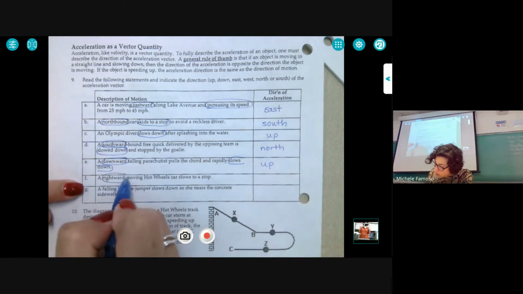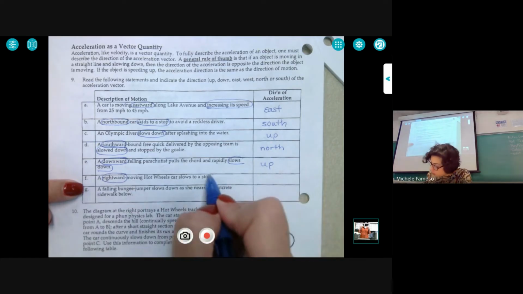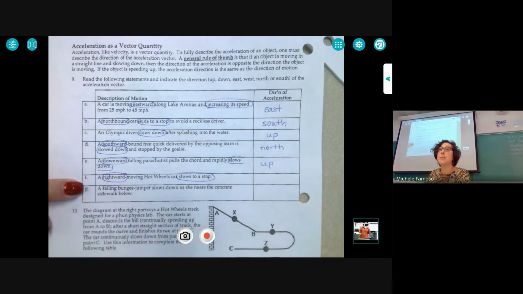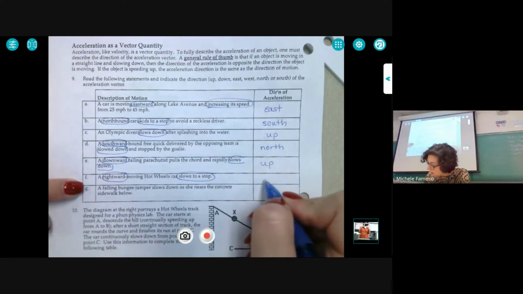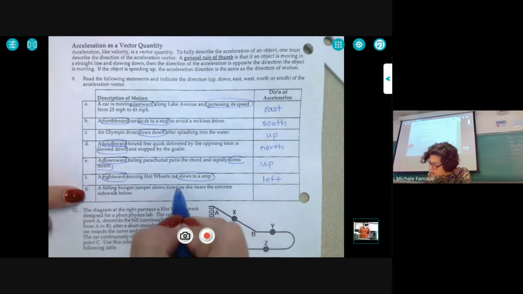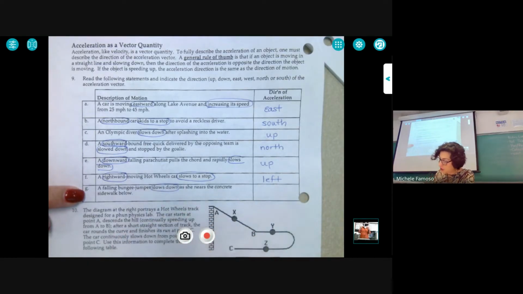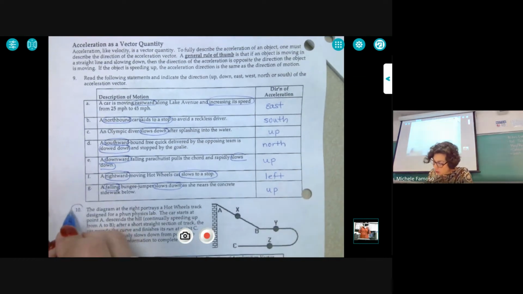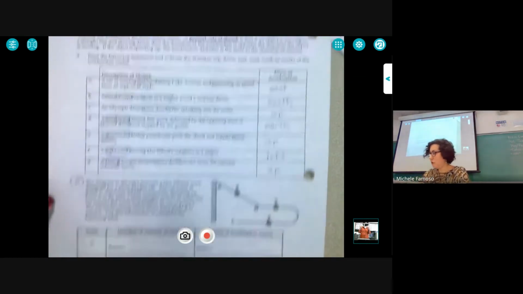We have a rightward moving Hot Wheels car, which is slowing to a stop. Addie, what would be the direction of this acceleration? Correct. And we have a falling bungee jumper who slows down as she nears the concrete sidewalk. So they were falling and slowing down. Jack, what would be the direction of that acceleration? Up. That is correct.